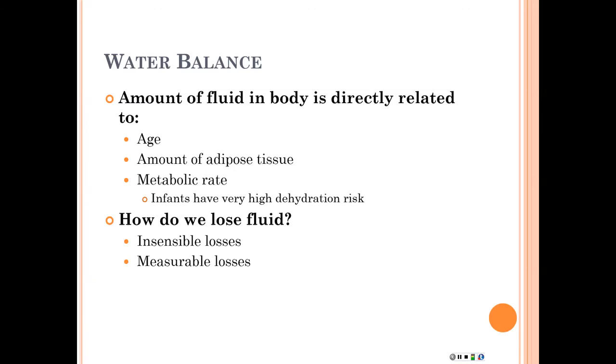A little bit more about water balance. The amount of water in the body is directly related to age. Over time, it will decline. So the older you are, the less fluid there is in the body. Adipose tissue takes up the space of water. So one of the complications of obesity is dehydration. The more rapid your metabolic rate, the more fluid intake that you need, the more you have at risk of dehydration.